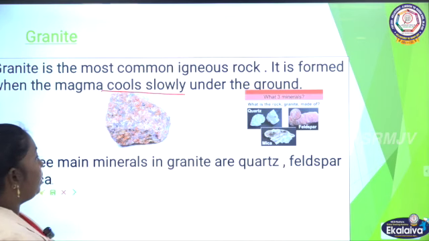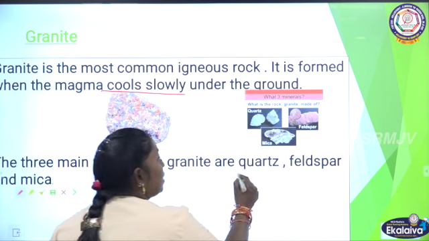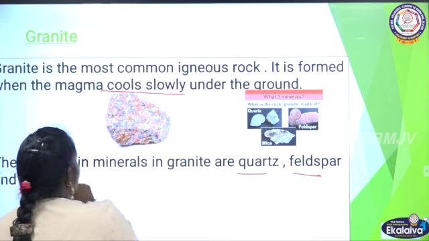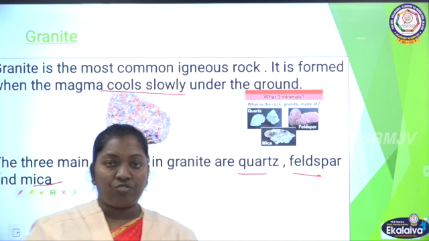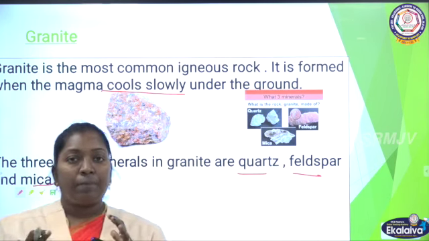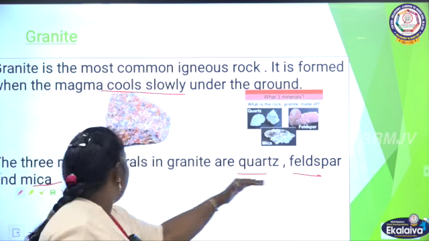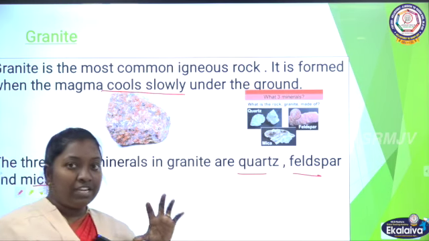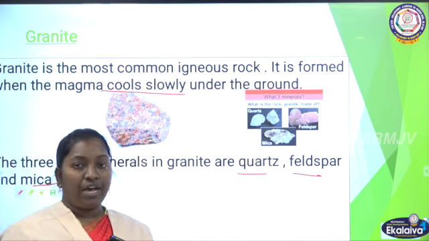There are three main minerals in granite: quartz, feldspar and mica. Actually, these igneous rocks depend on the minerals they contain. So depending on the minerals quartz, feldspar and mica, the igneous rock is formed into a granite.